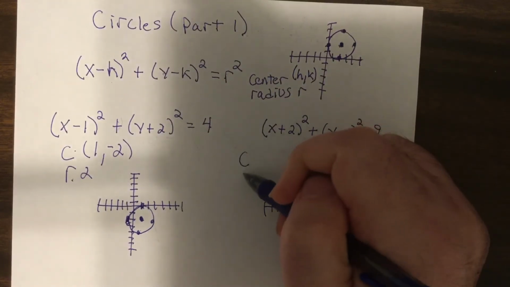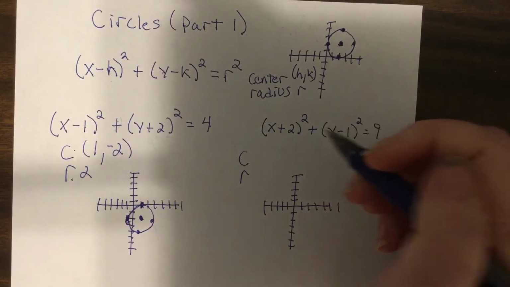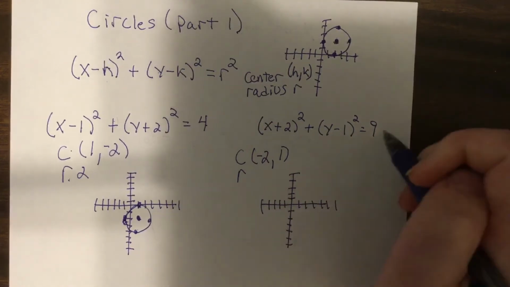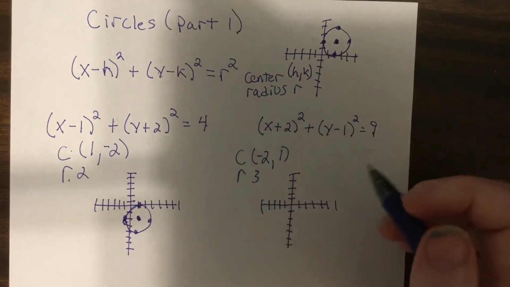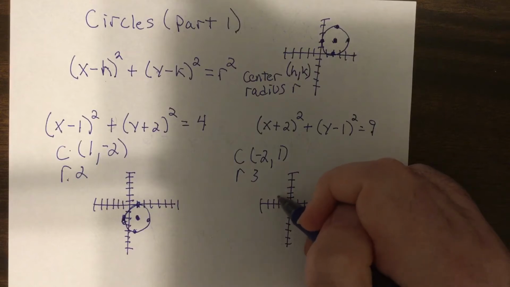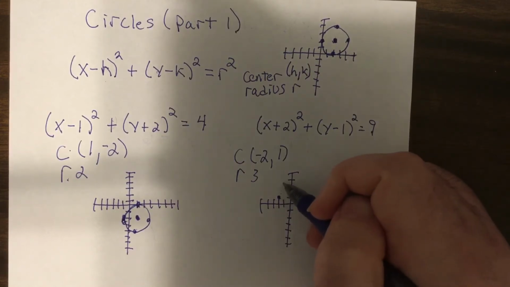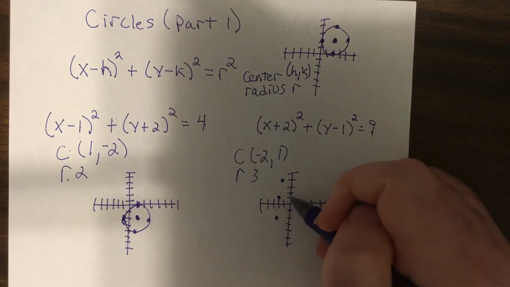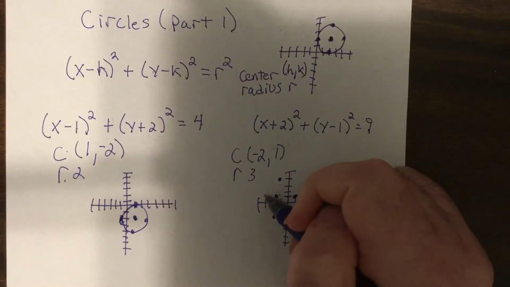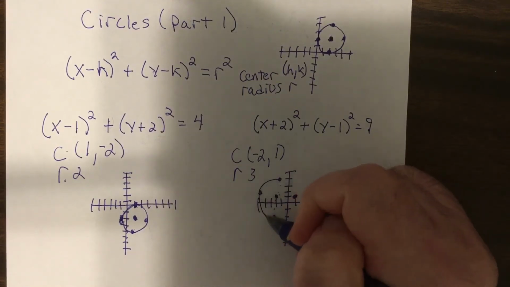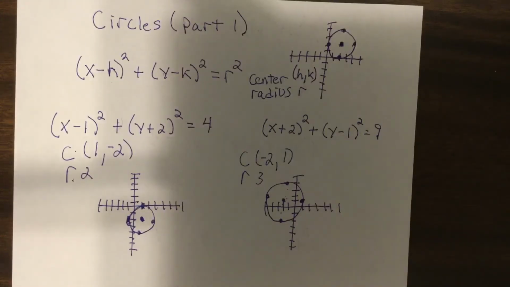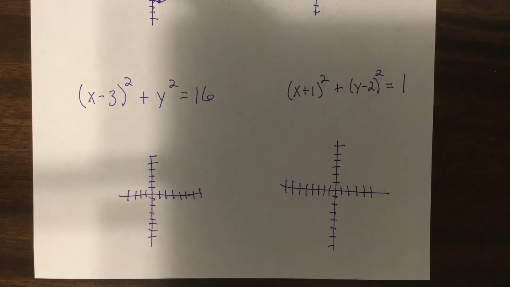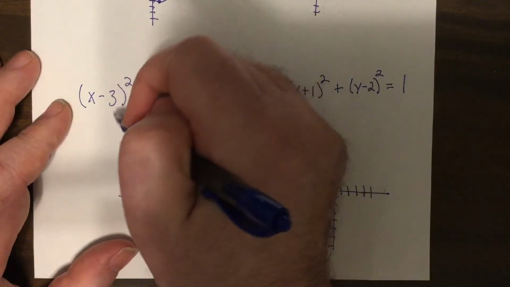So this one. The center would be -2, 1. And the radius would be the square root of this number, which is 3. So from -2, 1, it'd be up 3, down 3, and 3 to each side. They're getting worse, but it's still not horrible. Freeze the video, do those 2, and then turn it back on.